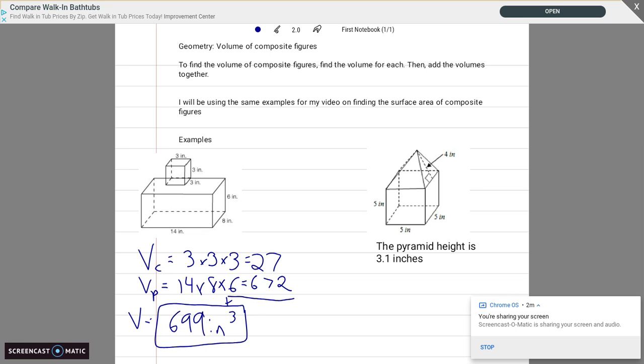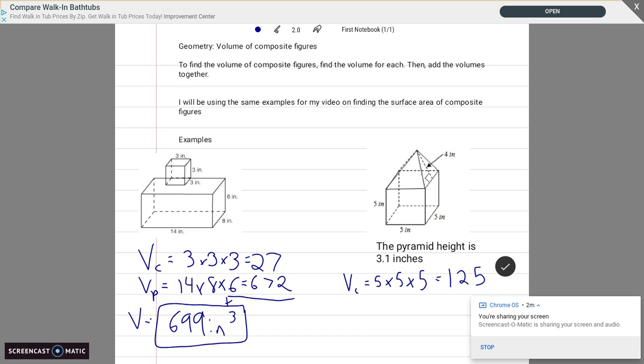Now let's switch over to the next one. So the first volume I'm going to find is the cube. It is the easiest to find. 5 times 5 times 5, length times width times height, that gives me 125.